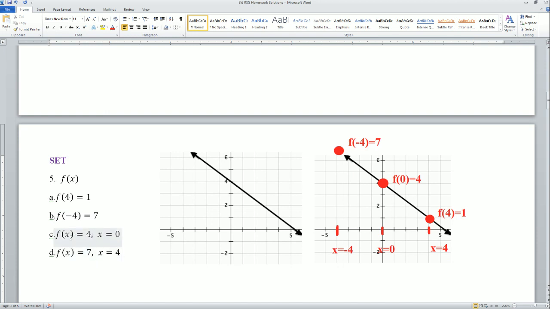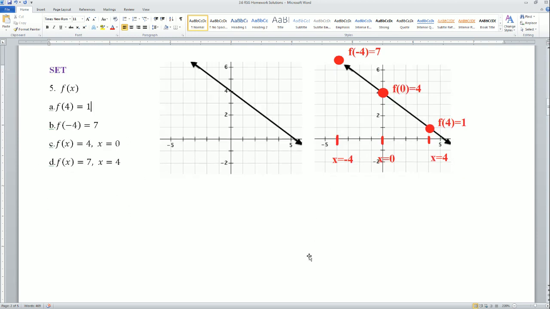When was the output equal to 4? The output was equal to 4 when the input was 0. When was the output equal to 7? The output was equal to 7 when the input was negative 4. Okay? So that's what I display as proof of how I got those answers for the Set part.